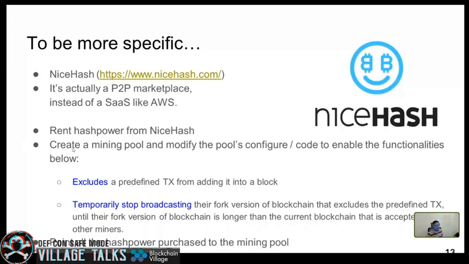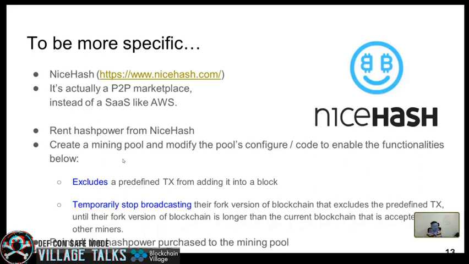So what you have to do using NiceHash is find your sellers, pay them with Bitcoin, and rent hash power from them. And what exactly you will have to do if you want to carry out this kind of attack: you should first create a mining pool. And you have to modify the pool configuration, modify the code of the nodes to enable special functionalities, because you don't want it to behave normally like an ordinary node.